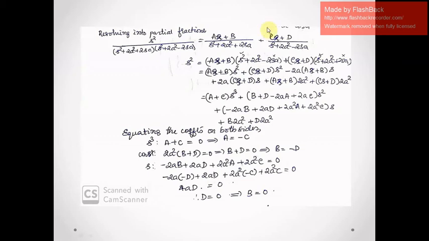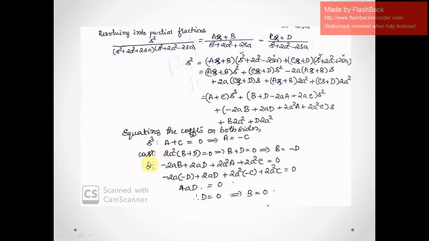I have s cube, s square, s and constant. I will equate s cube first. On the left hand side there is no s cube, so the coefficient is 0. On the right hand side the coefficient is a plus c. So a plus c is 0, or a is equal to minus c.